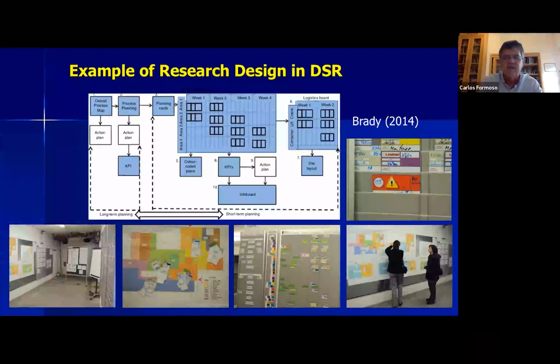So you see lots of cards, colors, division of the project in small batches, signs for constraint removal, and so on. Even this room was a place for collaborative planning. So it's a very interesting practical piece of research, and it's well positioned as prescriptive research.